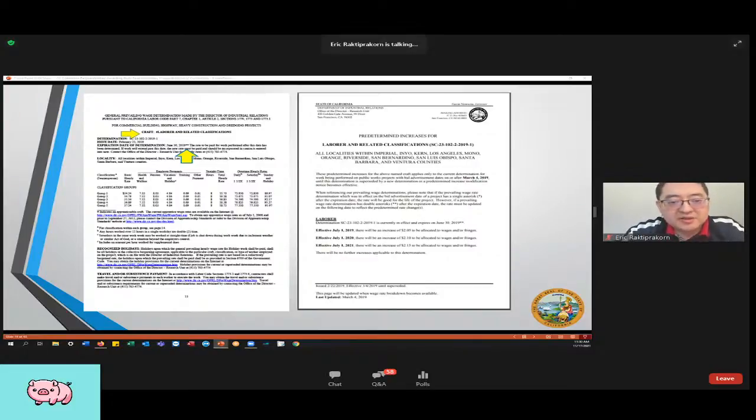Okay, so basically, yes, you are looking for that pound sign next to the craft. It's not the double asterisk, because the double asterisk is for predetermined increases. So you're looking for that pound sign, and that'll tell you if this craft is apprenticeable. You can move on to the next slide.